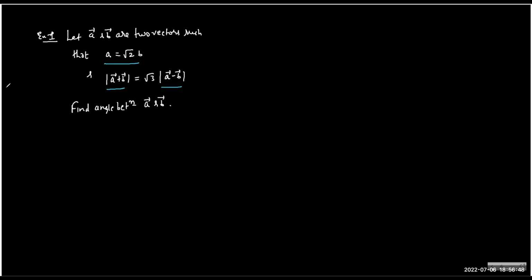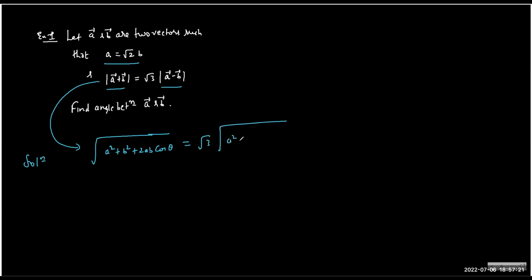So you can start with the assumption that theta is the angle between A and B. The next logical step is writing the formula from here. So what can I write? Under root of A square plus B square plus 2AB, and since I have taken the angle between A and B as theta, I can write cos theta, equals root 3 times under root of A square plus B square minus 2AB cos theta. For the obvious reason, now we square both sides.